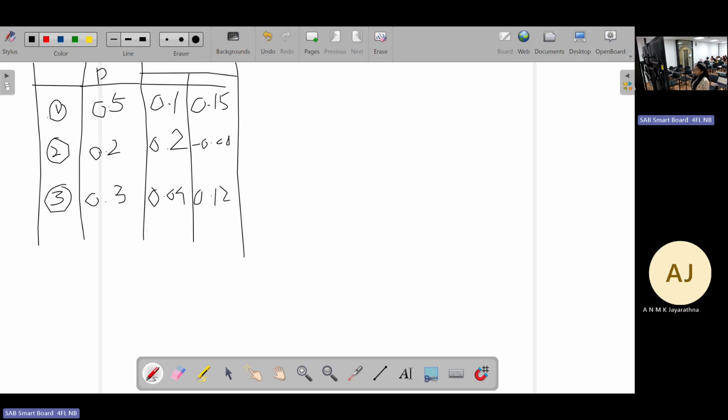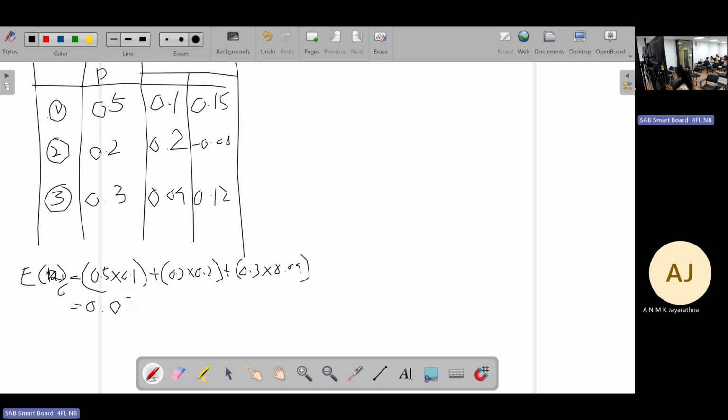Tell me the expected returns. Expected return of G. How much is it? How can we calculate? 0.5 multiplied by 0.1 plus 0.2 multiplied by 0.2 plus 0.3 multiplied by 0.09. The answer is how much? 0.037. That means 3.7.